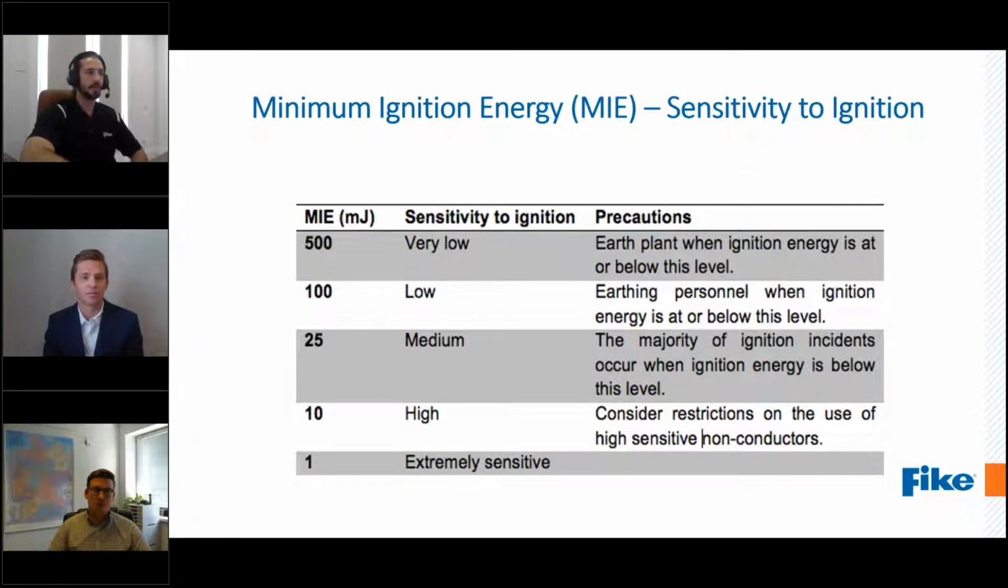The lower MIE you have, 10 millijoules, lower, even 1 millijoule, we'd call that highly sensitive ignition or extremely sensitive. In these cases, you might want to consider restrictions on the use of highly sensitive non-conductors. Ignition energy as a whole is typically a function of dust size, size distribution, concentration, and local turbulence, so it's important to characterize this for any type of hazard that you might be processing.